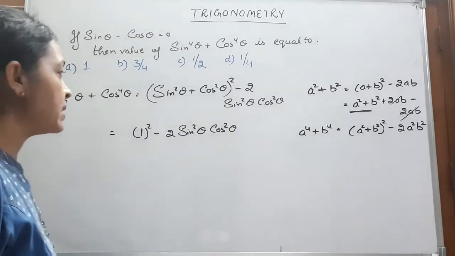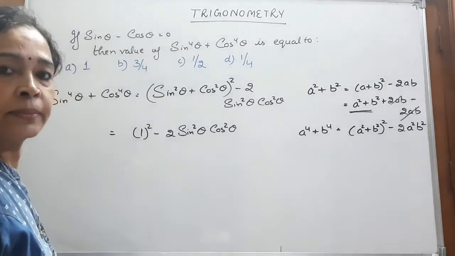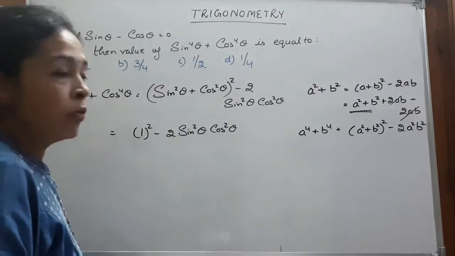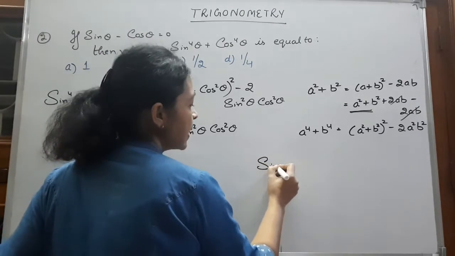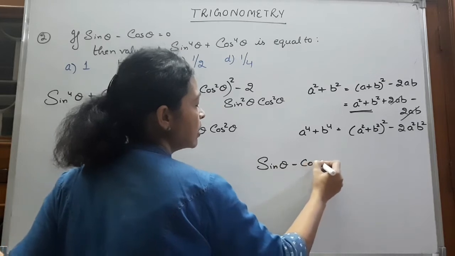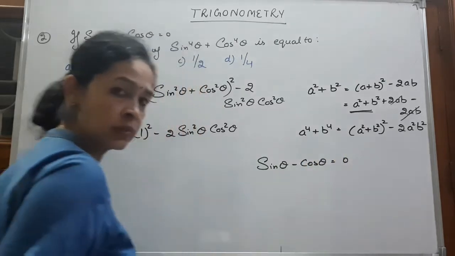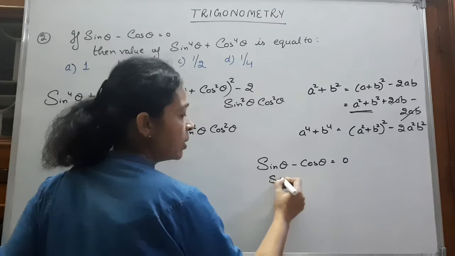Now, what is sin square theta into cos square theta? We are given sin theta minus cos theta equals 0. This is given. Squaring both sides.